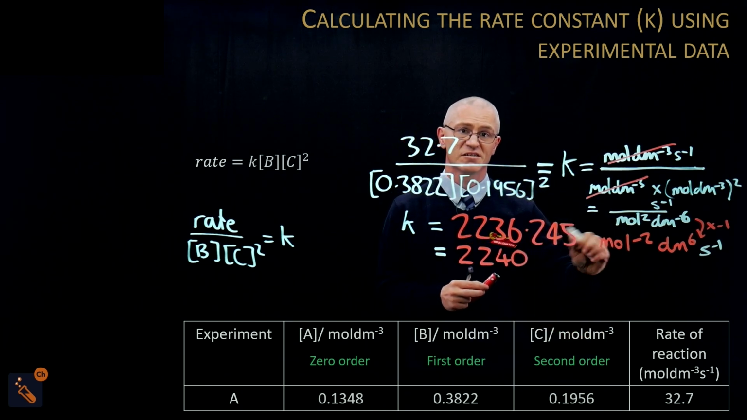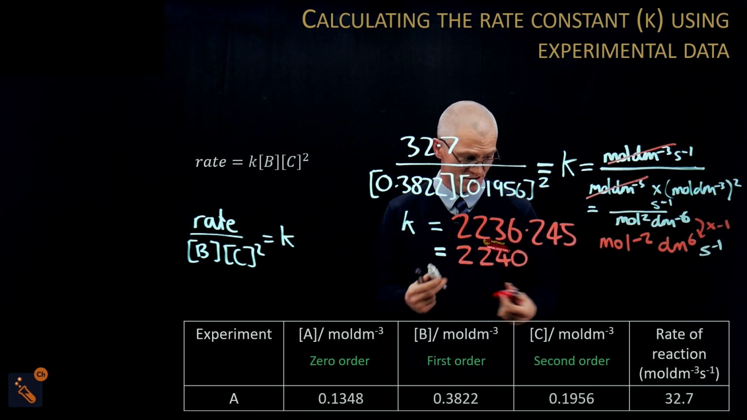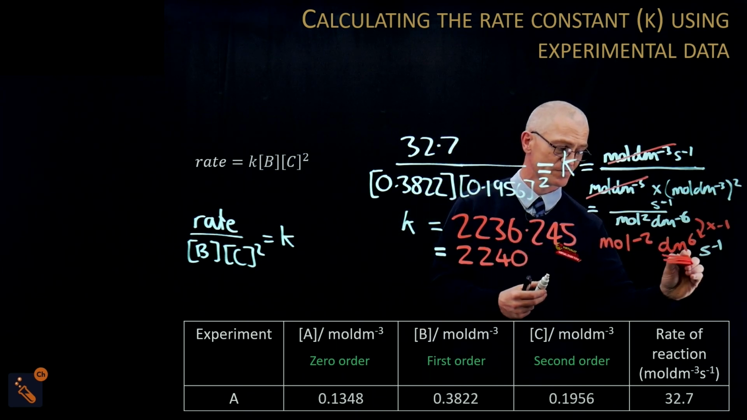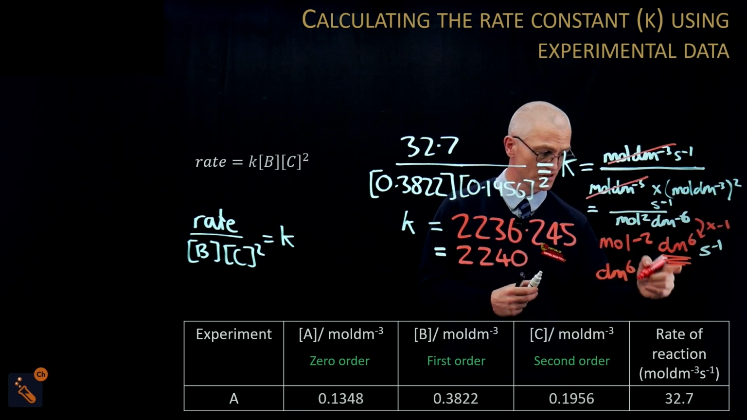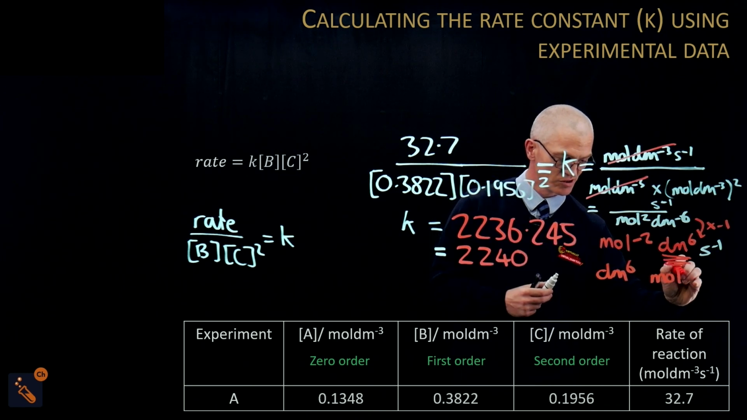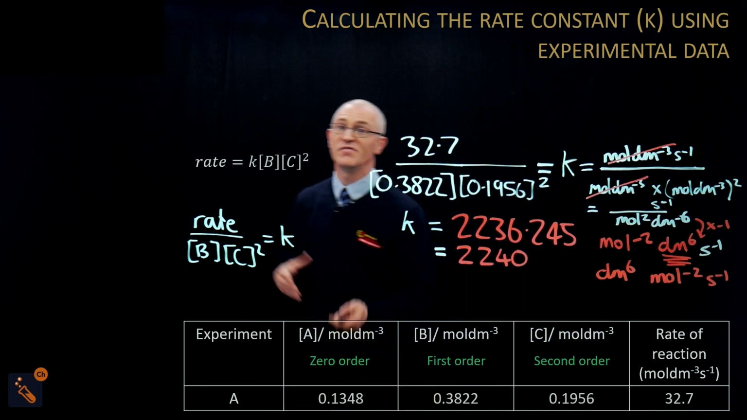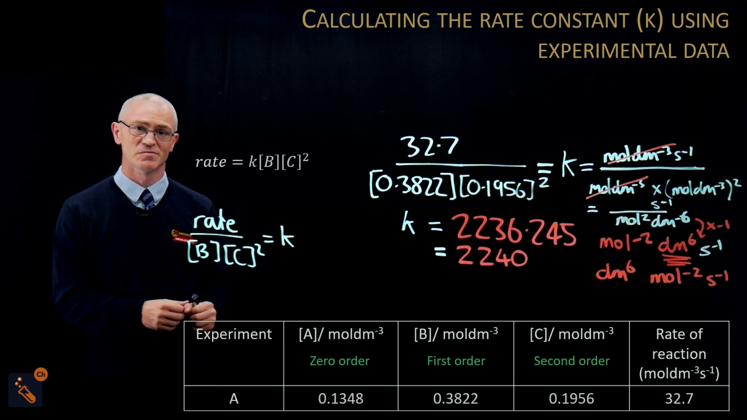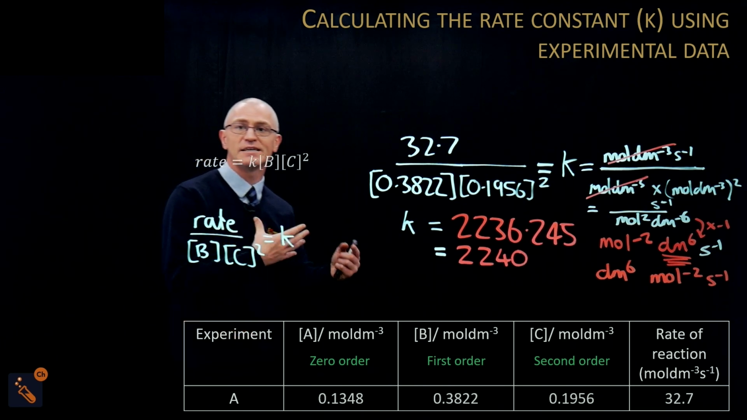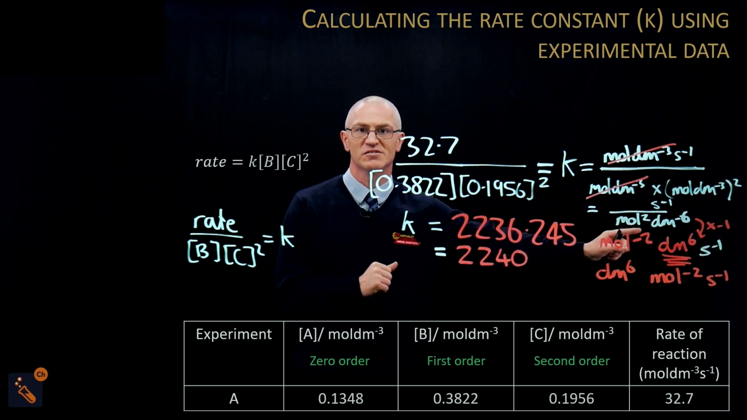Now, that's a good answer. That's perfectly good. Moles minus 2, decimeter 6, seconds to the minus 1. Okay, that's a really good answer. But what they prefer is for you to put the positive 1 first. So if you're being really careful, you would just swap it around and put decimeter 6, mole minus 2, seconds minus 1. And that would be the absolute perfect answer. But again, both of them are totally acceptable. Okay, so if, for example, they didn't say to 3 significant figures, you could have 2336.245 moles minus 2, decimeter 6, seconds minus 1.